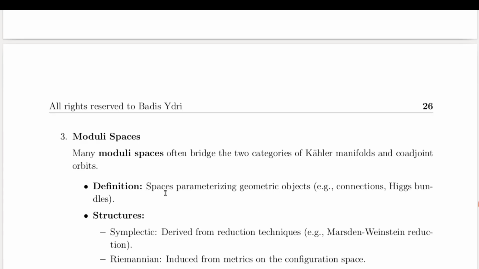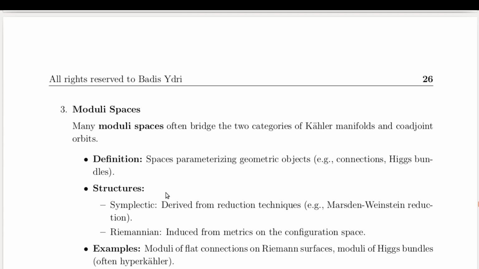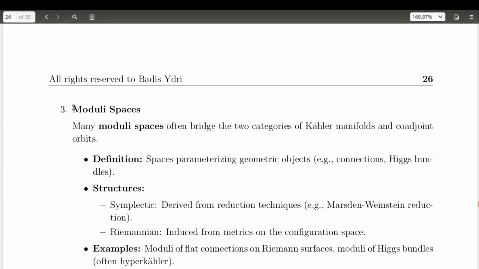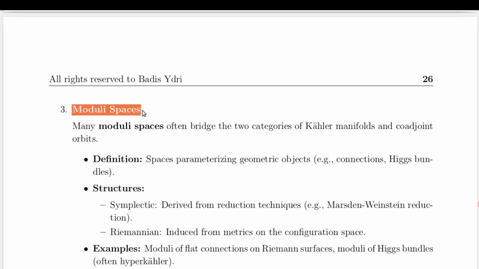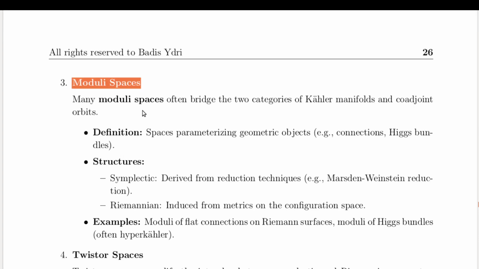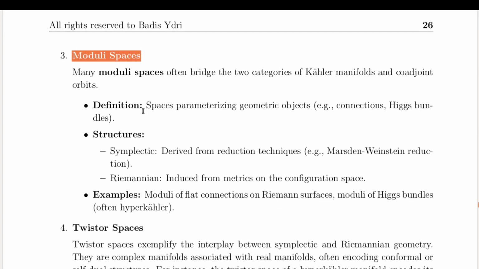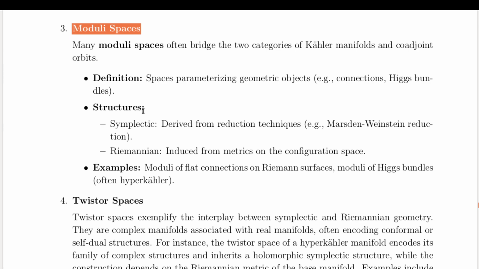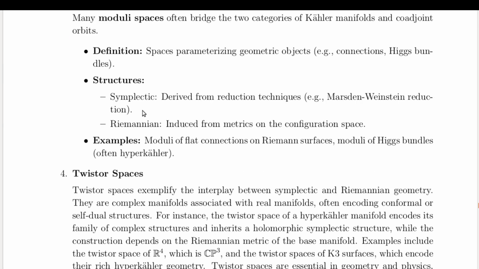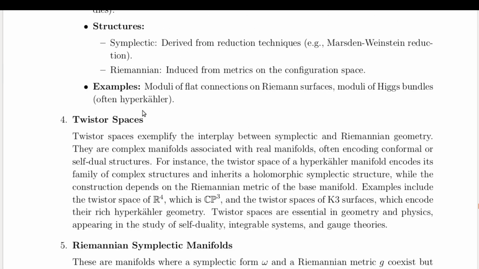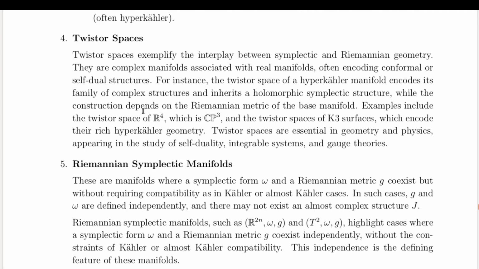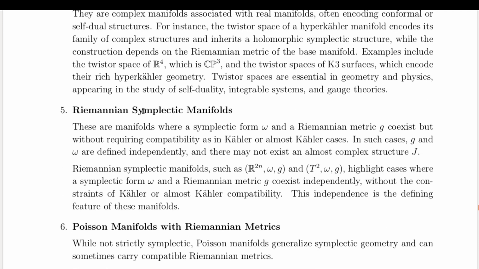Bridging the two categories of Kähler manifolds and coadjoint orbits are moduli spaces. These spaces, which parameterize solutions to geometric or physical equations, often carry both Kähler and coadjoint properties. Moduli spaces of flat connections on Riemann surfaces, for instance, are symplectic by construction, but can also exhibit Kähler structures.